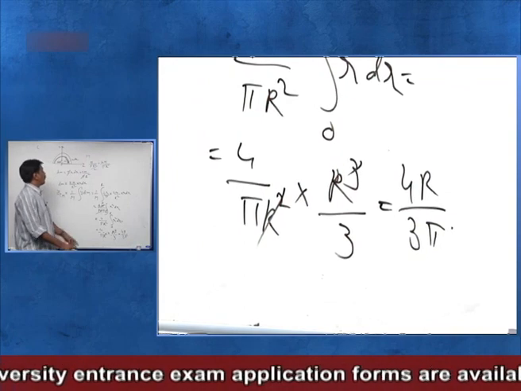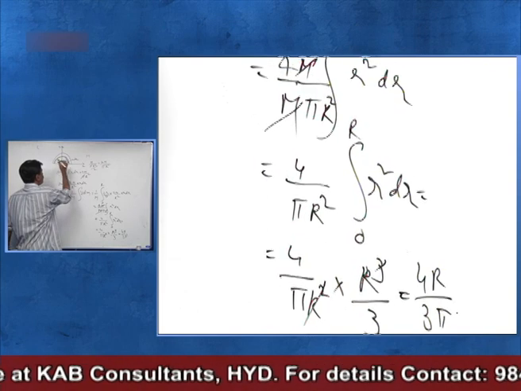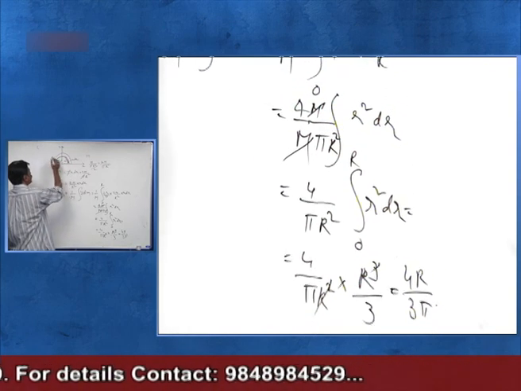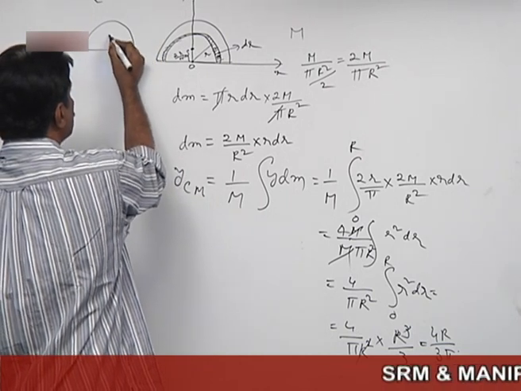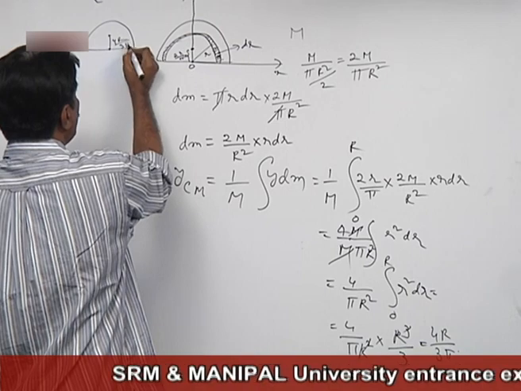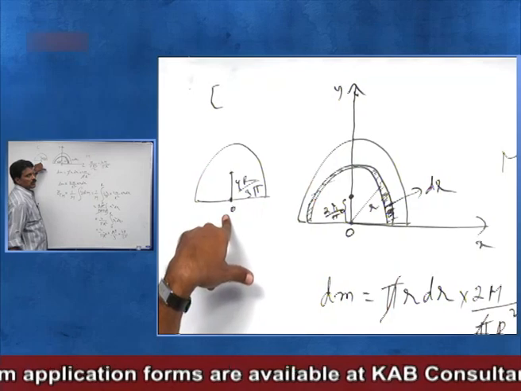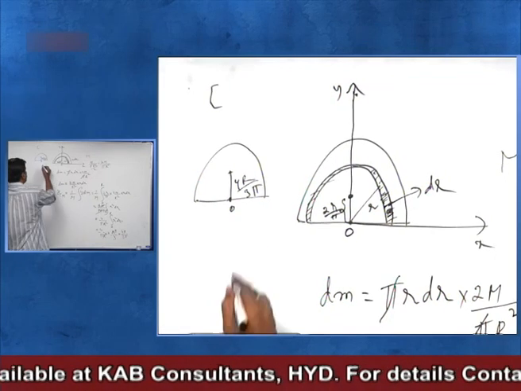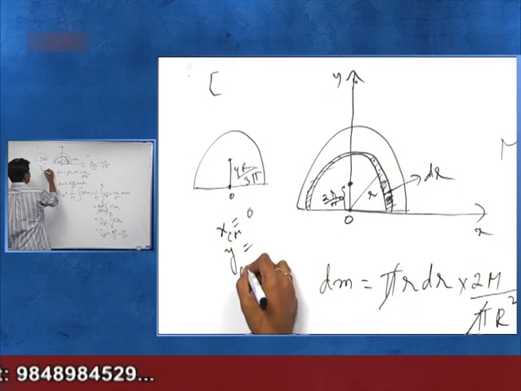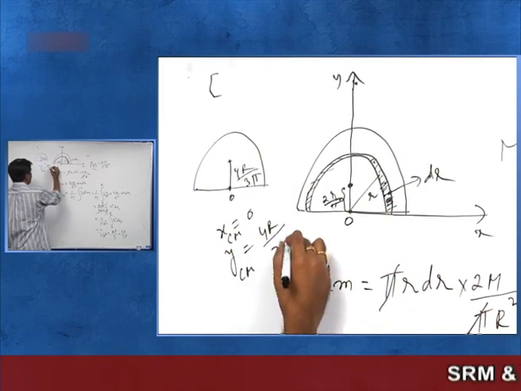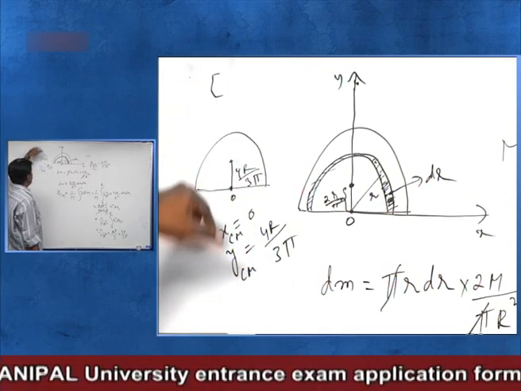So, for a semicircular plate, center of mass will be at a distance 4r by 3 pi from this point O. X coordinate is 0, y coordinate will be 4r by 3 pi. XCM is 0, YCM is 4r by 3 pi. XCM is 0 because this is taken symmetrically about the y axis.